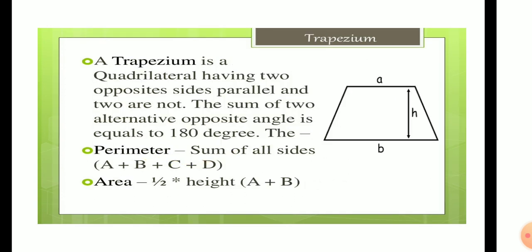Now after that we have the trapezium. A quadrilateral having two opposite sides parallel and two not. The sum of two alternate opposite angles is equal to 180 degrees. In very simple words, if in any quadrilateral one pair of sides is parallel, that is a trapezium. So it means all parallelograms are trapezium. All parallelograms are trapezium.